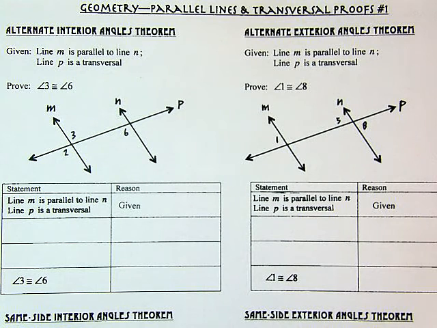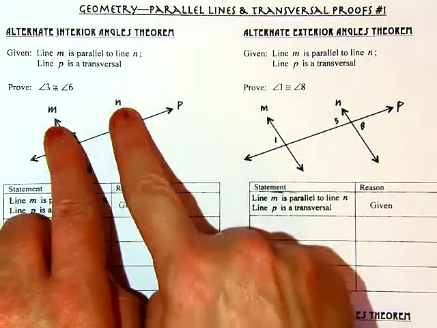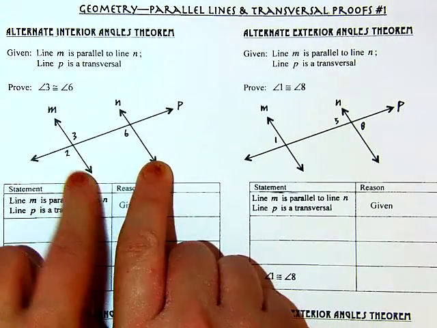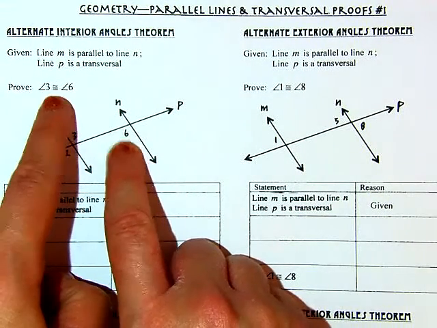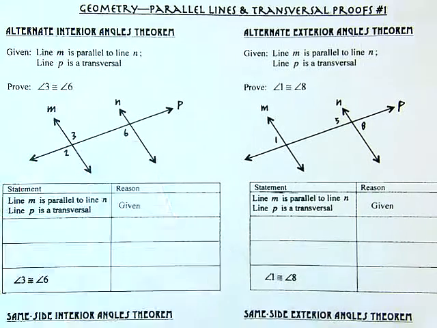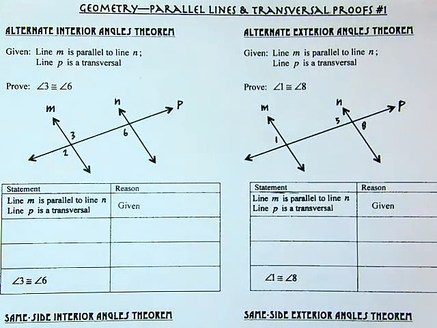So on this sheet, the first 2 theorems, alternate interior and alternate exterior angles theorem, they're very similar pathways. So my starting point is that the lines are parallel. Line P is a transversal. And we're trying to prove, well, why is it that if we know that these 2 pathways run parallel, why is it that these alternate interior angles, 3 and 6, why do they have to be congruent?